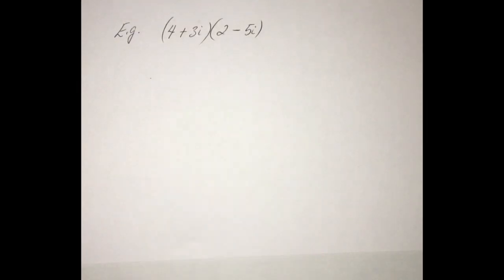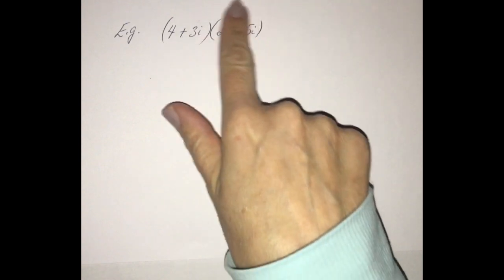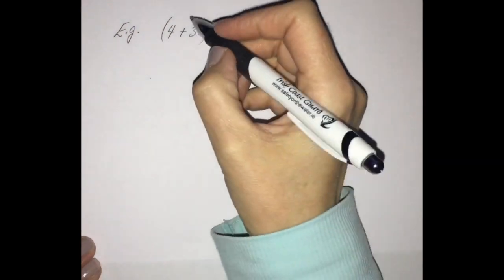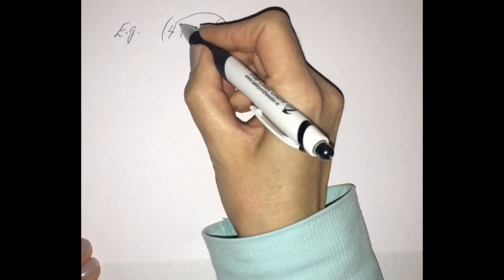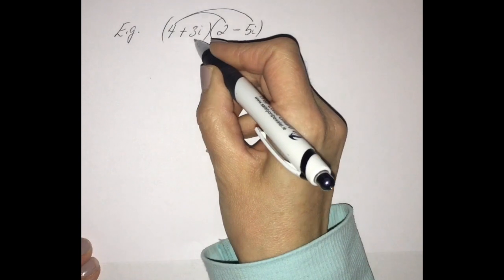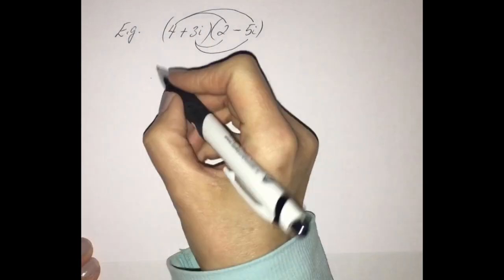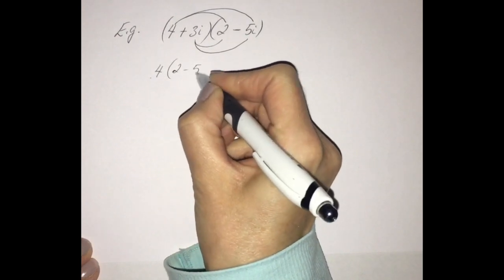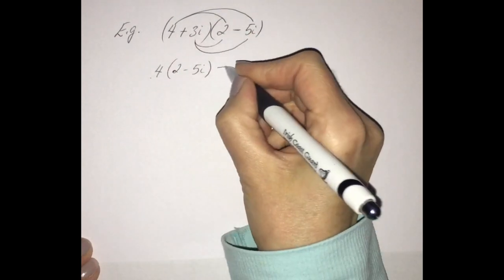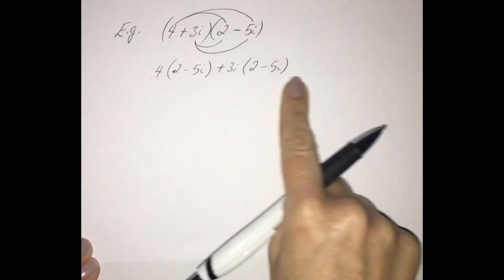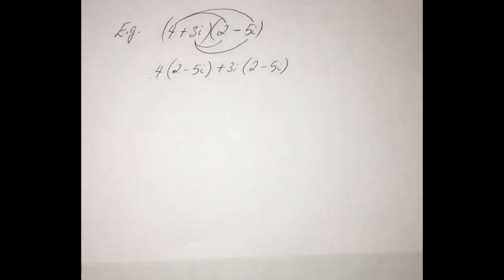Okay, so let's take a look at this example here. Here we have the multiplication of double brackets. Again, we're going to follow the same sort of approach as we would with multiplying out algebraic double brackets. You multiply this term by everything in the second bracket and then this term by everything in the second bracket. So that would leave me to multiply 4 by 2 minus 5i, and then the positive 3i by the 2 minus 5i as well. It's useful here to rewrite that out clearly before you start multiplying.